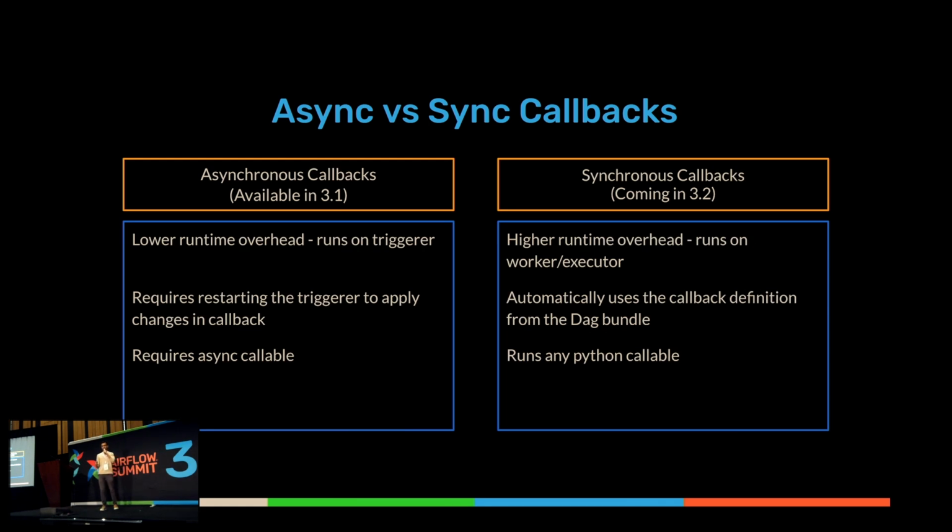As for the sync callback, since those will be running in the executor, they have access to DAG bundles. They can import it while it's running, just before it runs, so it would use the same definition that you would be used to for running tasks. And then, of course, the async callback requires an async callable, and sync callbacks can run any Python callable.